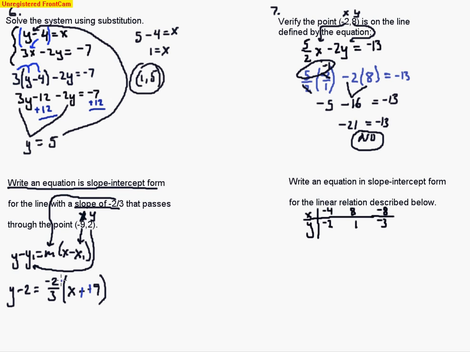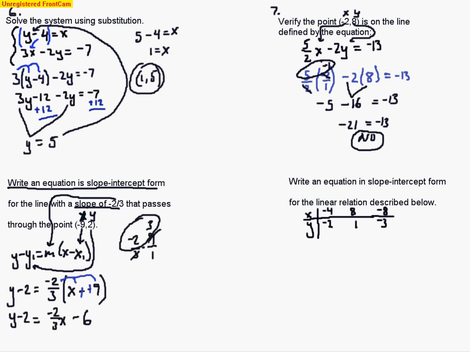And then also distribute. Let's see what we've got. So we still have this y minus 2, and it equals negative 2/3 x. But then off to the side, let's do that negative 2/3 times 9 over 1. 3 goes into 9 3 times. We multiply across, we get negative 6.